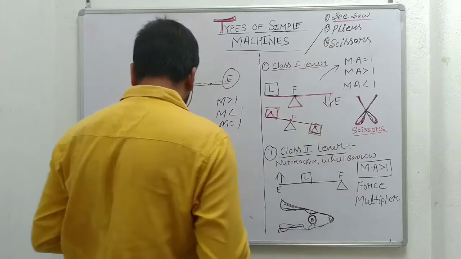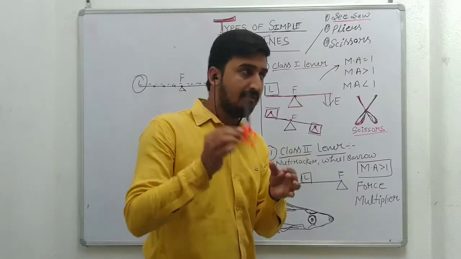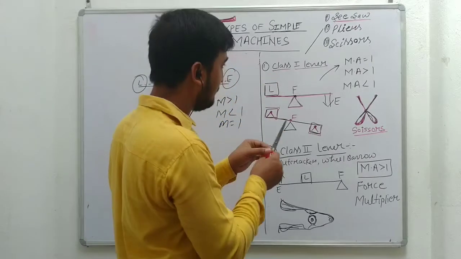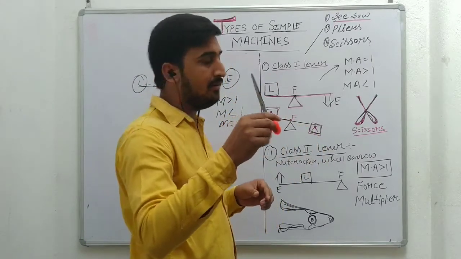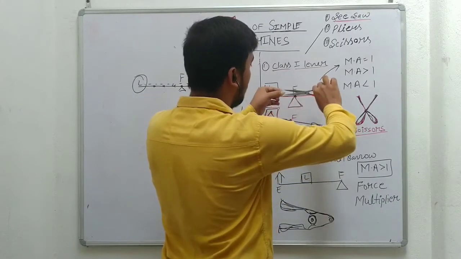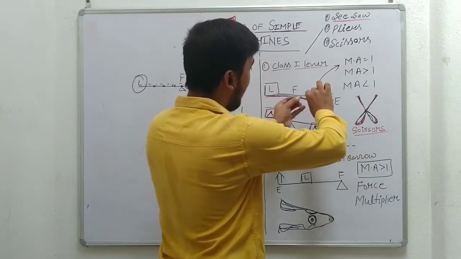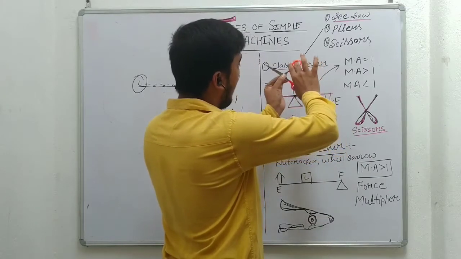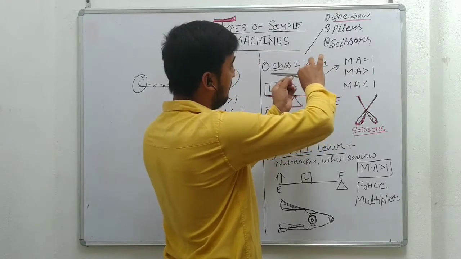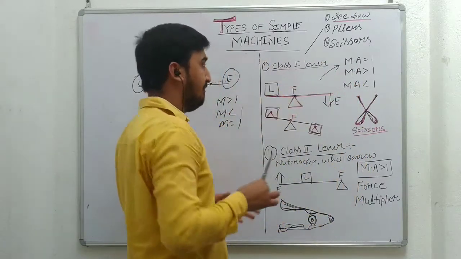The second one is pliers and scissors. Here you can see I have one device, that is scissors. By this you can understand the class 1 lever. Here we are applying our effort, and we are getting our output from the load here. About this point the load and effort are working, so this is the fulcrum. So effort, fulcrum, and this is the load point. So scissors are an example of first class lever.